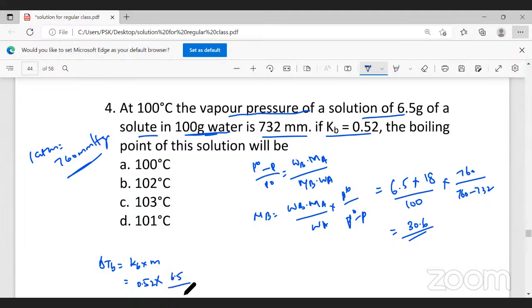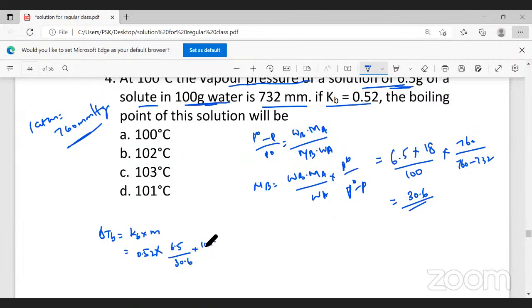So delta TB, Kb they have given us 0.52. What is molality? Molality is the number of moles of solute, that is 6.5 grams divided by the molecular mass 30.6 that we found out here, into 1000 grams divided by the weight of solvent, which they've given us as 100. On simplification, you will get 1.10. Therefore, what is the increase in boiling point? Boiling point will be 100 plus 1.10, that is 101.10. So the answer for the question is approximately 101 degrees. So it is option D.